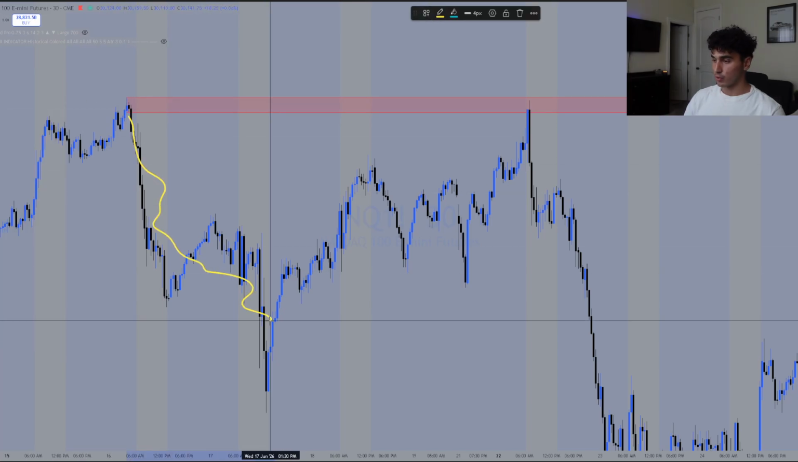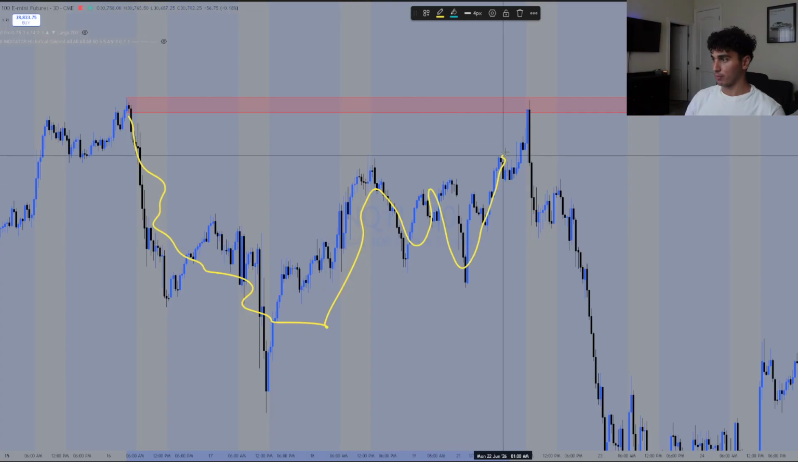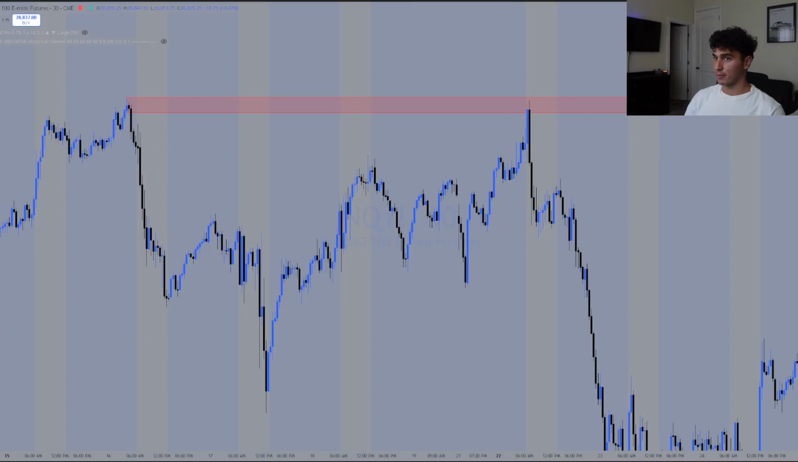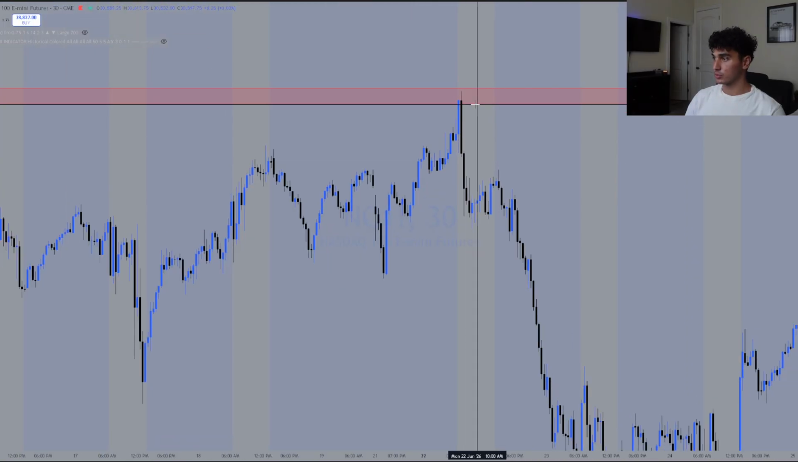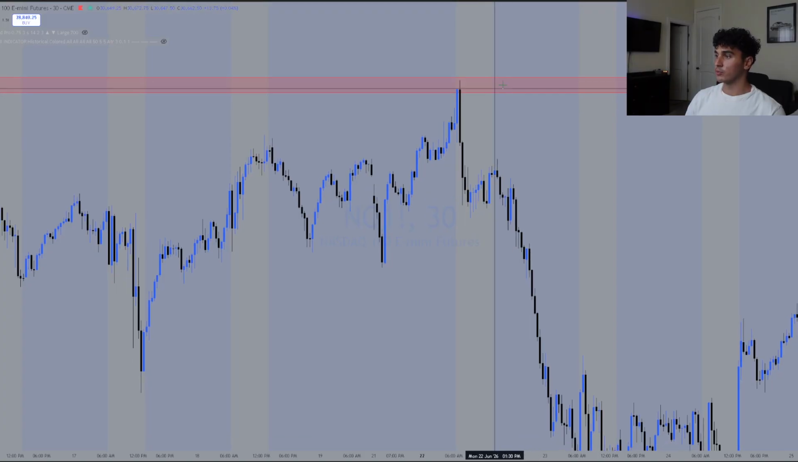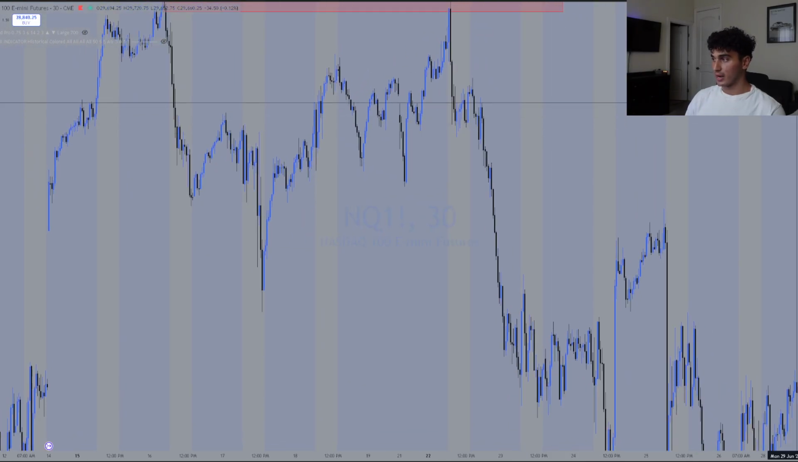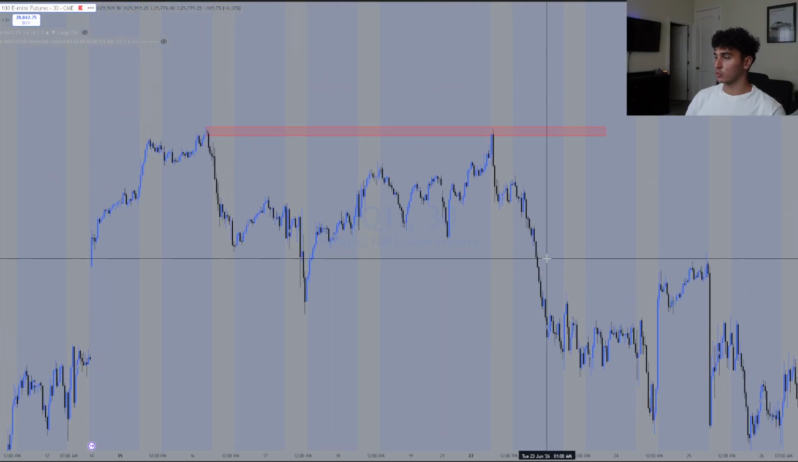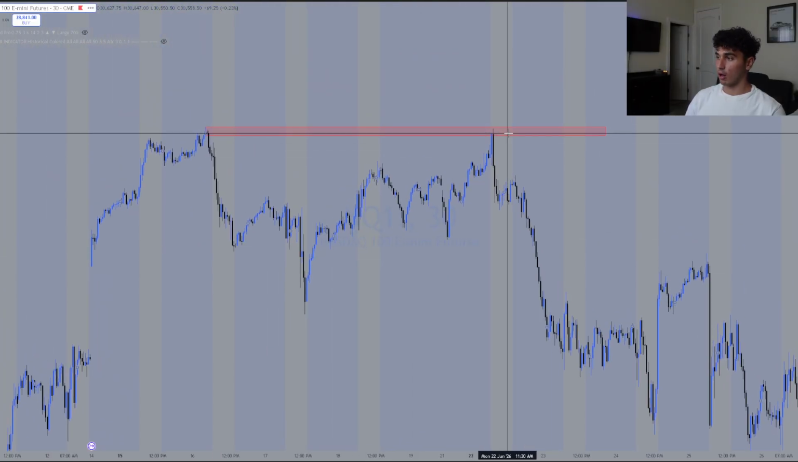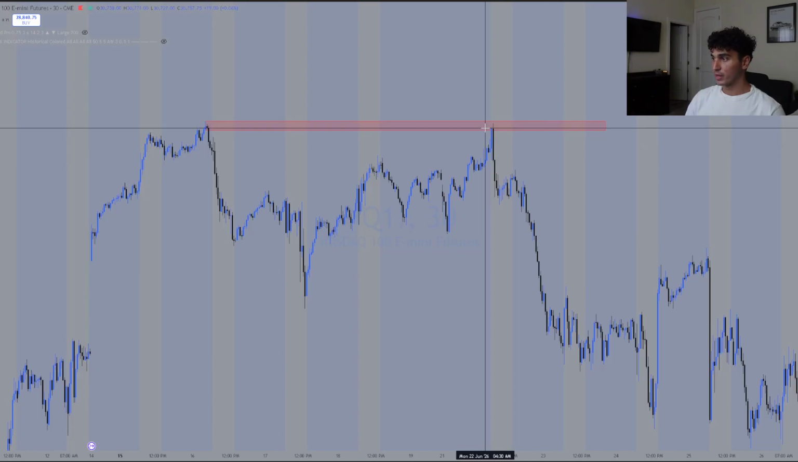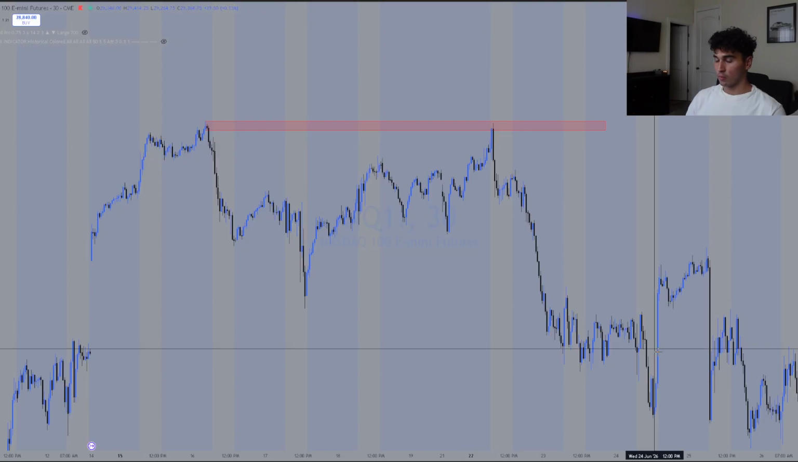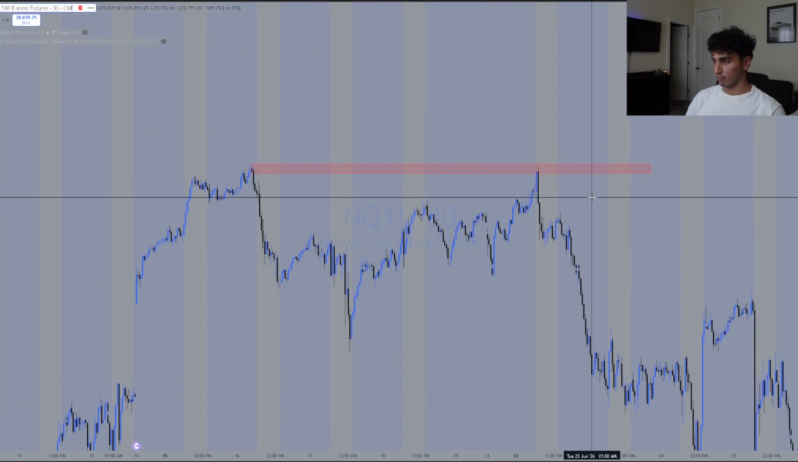So boom, price does its thing. We finally tap back into that supply zone, and as you can see, once we tap into that supply zone, literally to the tick, we get a beautiful rejection, an absolutely insane move to the downside right off of that supply zone. So boom, literally would have caught the high on that move all the way to the downside right off of this supply zone.